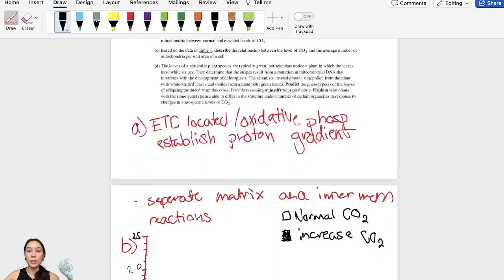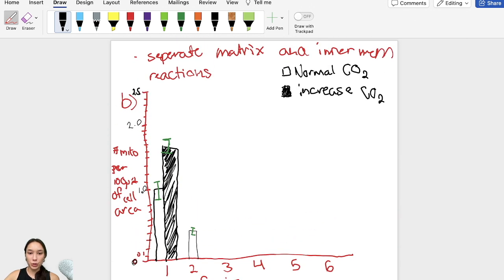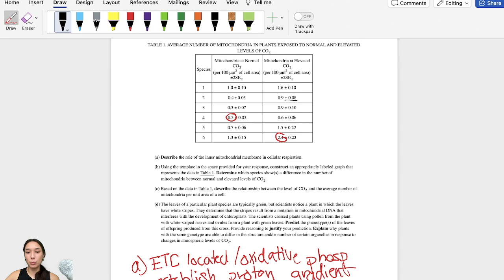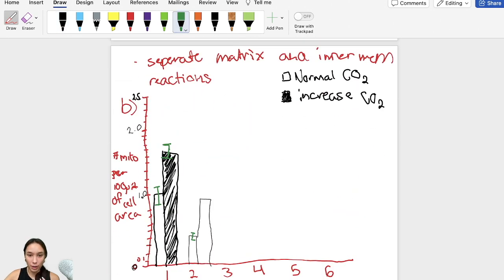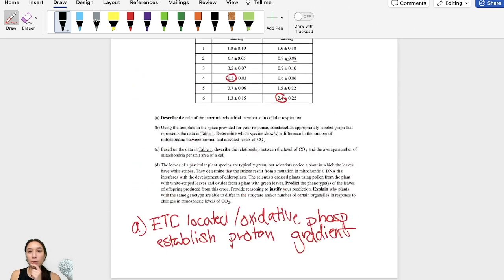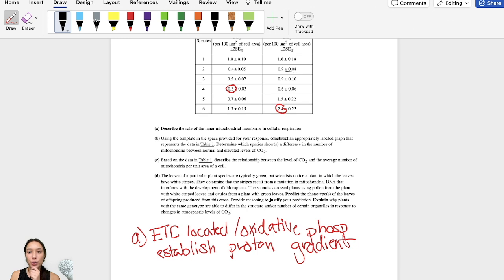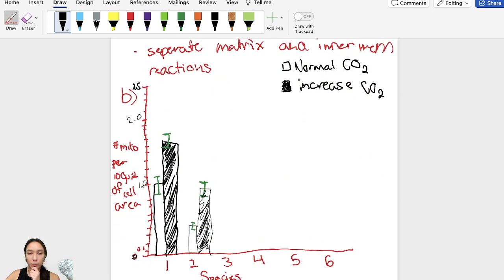So 0.9, which should be around here. So not quite at 1. And then plus minus 0.08, so I'm going to make it a little bit smaller than my 0.1 error bars. Like this. And remembering to color this one in, because this is our increased CO2 one. Number 3, 0.5 plus or minus 0.07, so 0.1, 0.2, 0.3, 0.4, 0.5 should be around here.